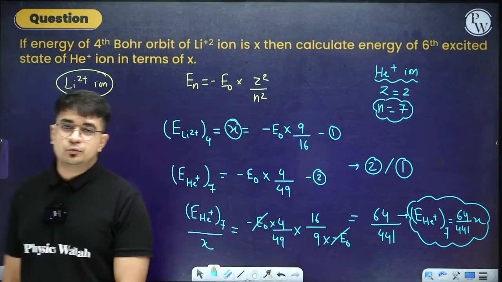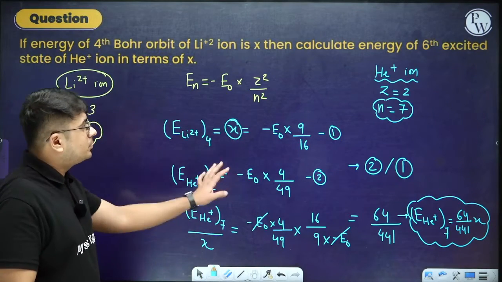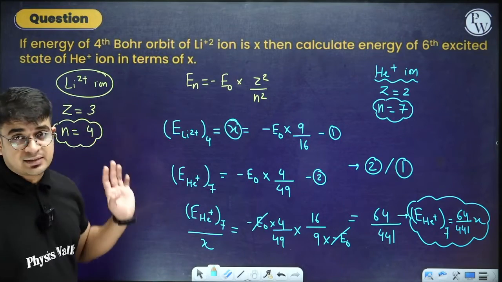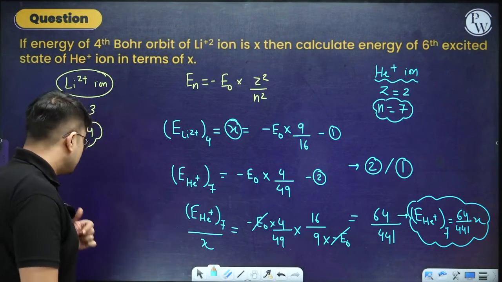I hope this entire portion is clear to everyone. Very simple analysis, very simple question, but you need to make sure that we are talking about the sixth excited state having n value equal to 7.